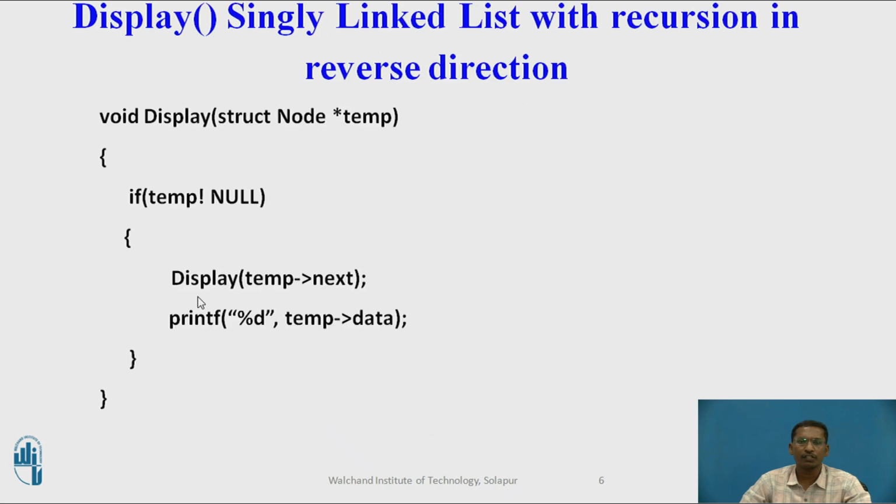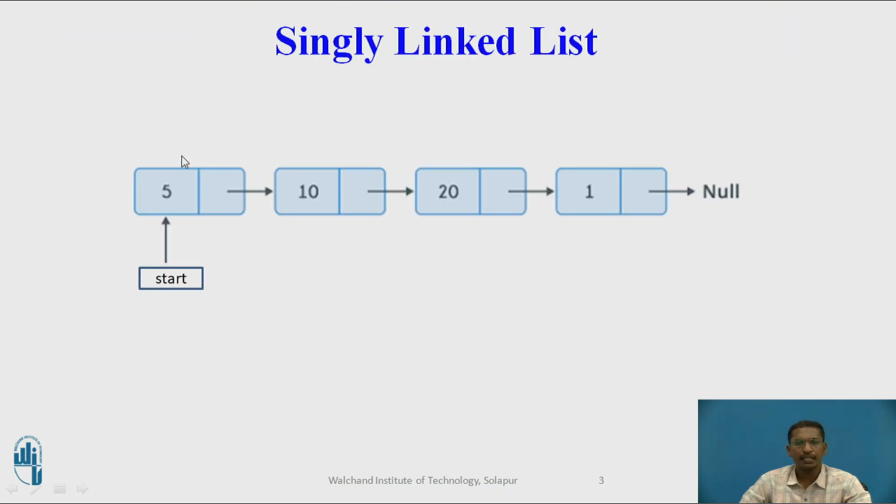So how will it work actually? This is a diagram. Starting, it will pass the start address, or address of the first node, to the display function. So temp will point to 5. Then we are making a recursive call, and temp will point to 10. Then again a recursive call, temp will point to 20. Again a recursive call, temp will point to 1. Again a recursive call, temp will point to null. So when temp reaches null, that will be the exit condition for the recursive call.